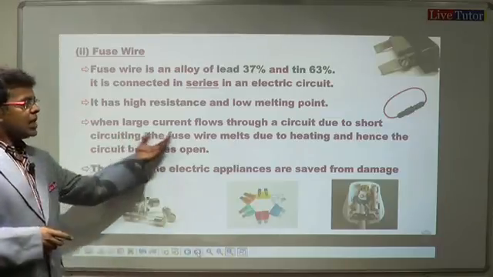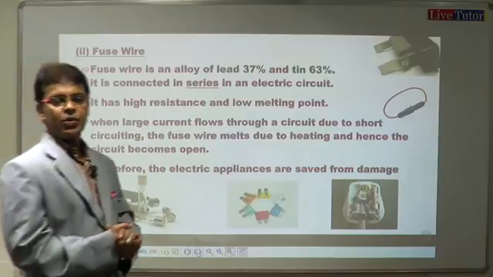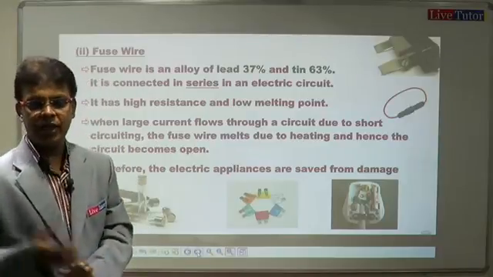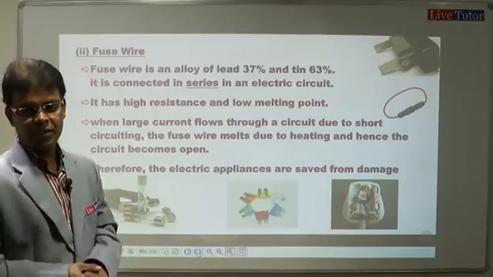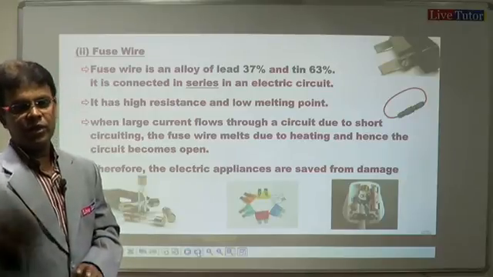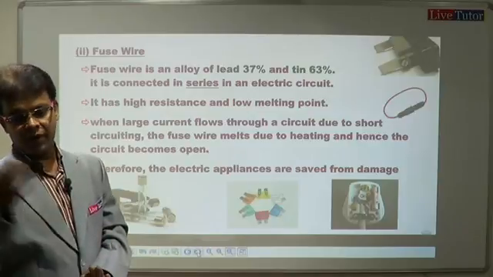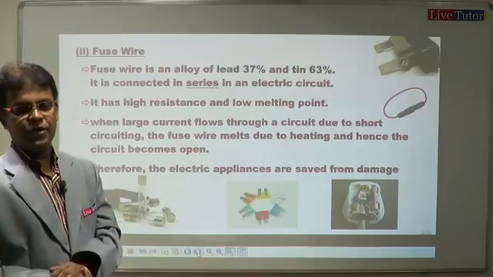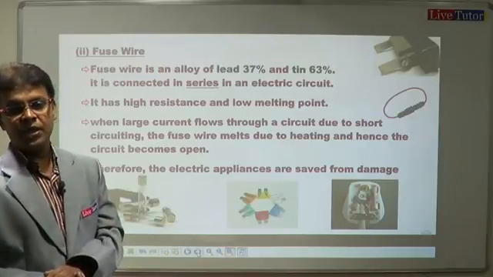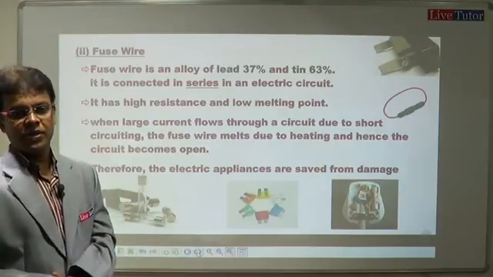That means when a large current flows through the circuit due to short circuiting. What do you mean by short circuiting? Generally, we know that for our domestic appliances, we are using 220 volts, isn't it? For industrial purposes, we use 440 volts. Or for some other industrial purposes, for example, for electric trains, we are using something like 40,000 volts, isn't it?